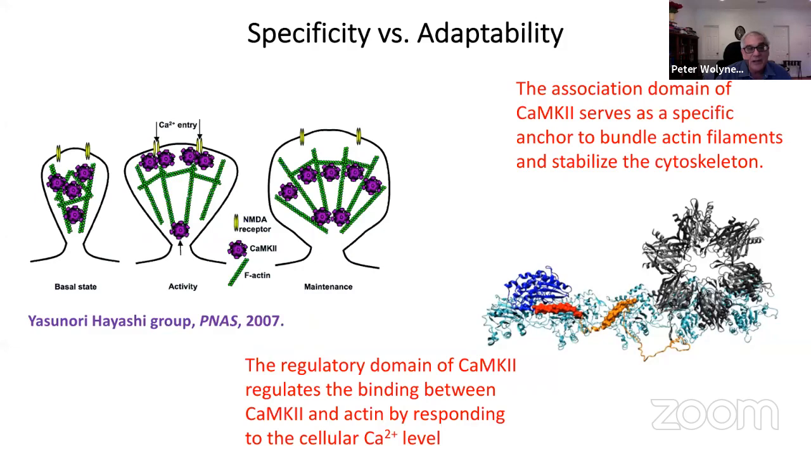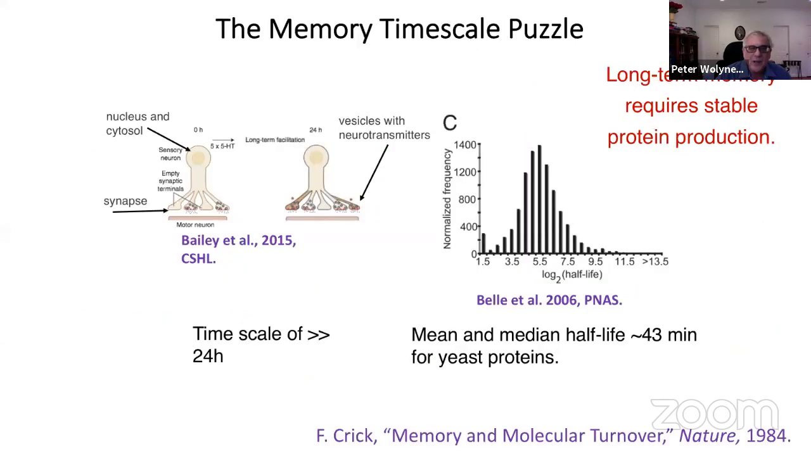But now, later, the calmodulin can come off itself, and now we can rearrange and get a new structure for the feather pillow of the dendritic spine. So these are the kind of events that start memories.